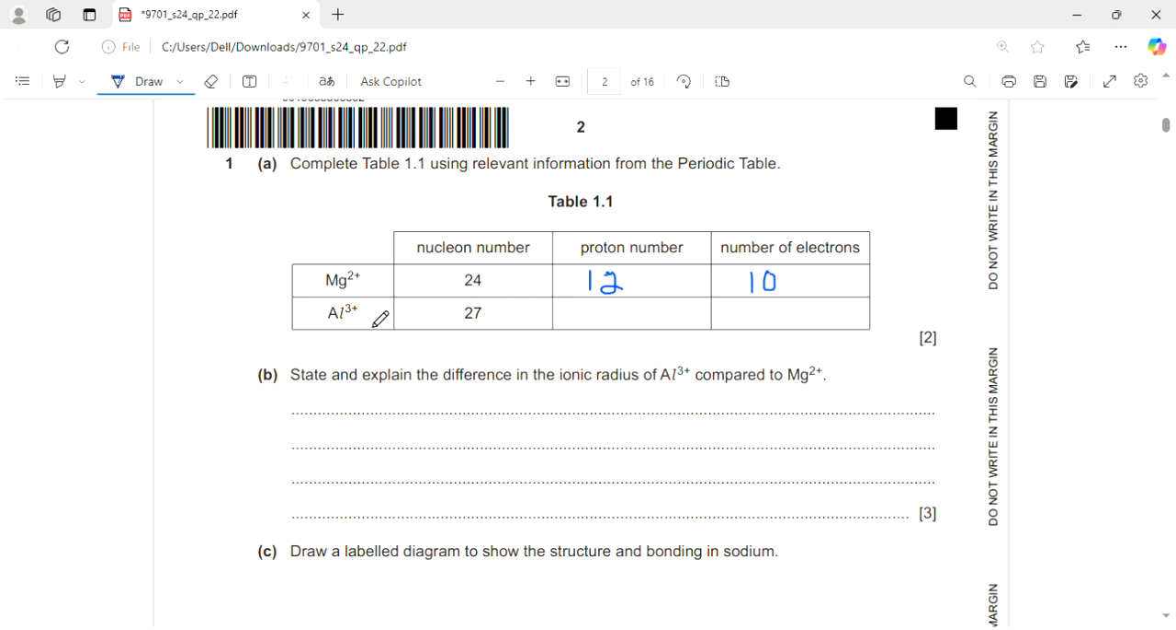And the other part of this question is aluminum ion. The nucleon number is 27, and if you find out from the periodic table, the number of protons present in the aluminum is 13, so write 13. And it loses 3 valence electrons. It has a positive 3 sign here, so it means it loses 3 electrons. So 13 minus 3 which is 10.